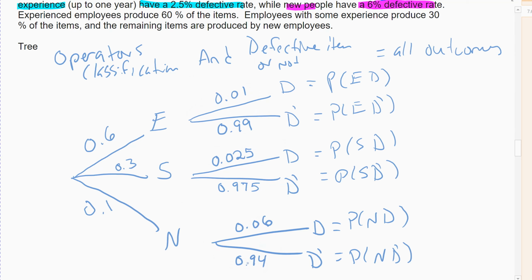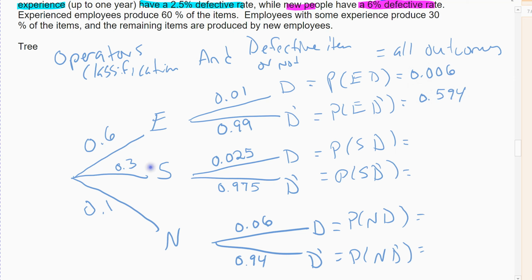Alright, then we multiply to get to the end, and make sure you're careful, do all of these exact, multiply down the line exactly. So 0.6 times 0.01 is 0.006, right? Exactly. 0.6 times 0.99, 0.594, there's 60% of the items. These are the ones produced by the experienced guys. They make 60 of them. 59.4 are fine. 0.6 are bad.